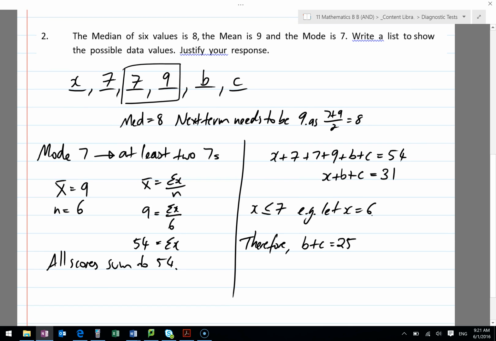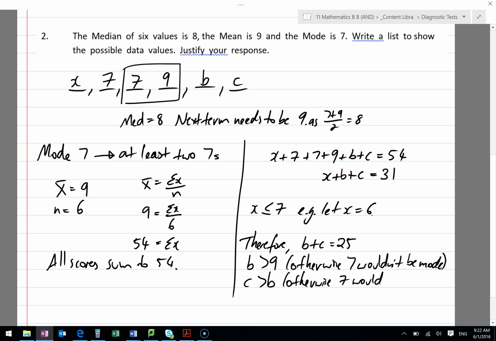And I also know that B needs to be greater than 9. Otherwise what would happen? 7 wouldn't be the mode. And I need C to be greater than B. Otherwise, again, 7 wouldn't be the mode.